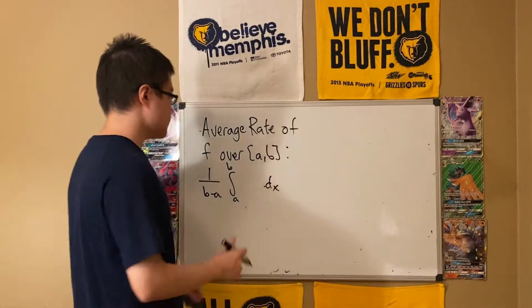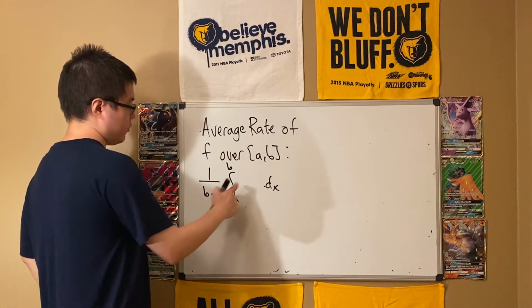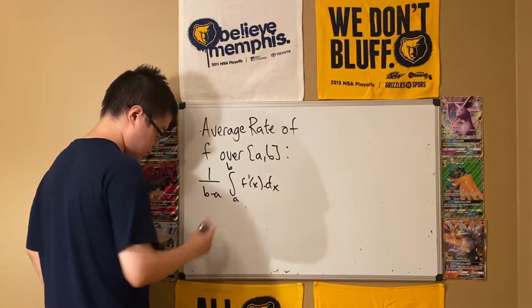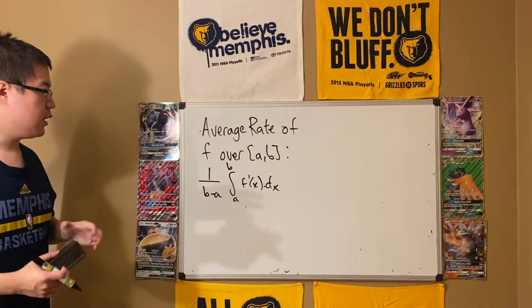is the same thing as the average of f prime because rate is the derivative of f. It's f prime, so it's average of f prime. So if you want to find the average of anything, you put that thing in the integral, so we're going to write f prime of x here. So this is this formula.